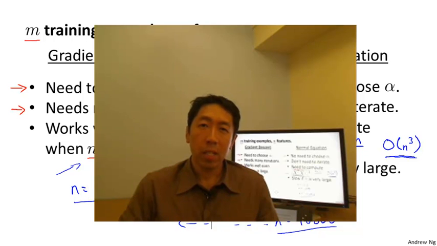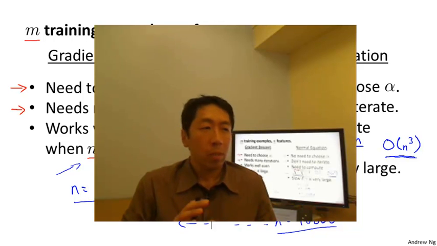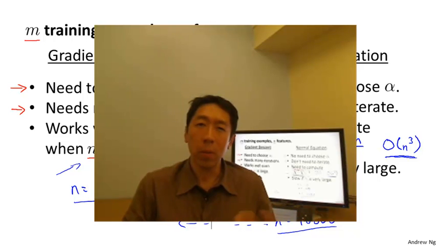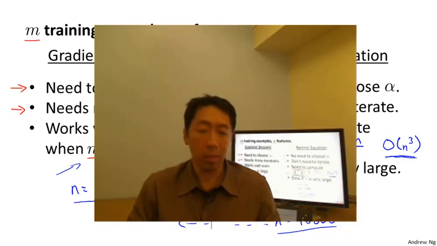To preview some ideas that we'll talk about later in this course, as we get to the more complex learning algorithms, for example, when we talk about classification algorithms like the logistic regression algorithm, we'll see that the normal equation method actually does not work for those more sophisticated learning algorithms, and we will have to resort to gradient descent for those algorithms. So gradient descent is a very useful algorithm to know, both for linear regression when we have a large number of features, and for some of the other algorithms that we'll see in this course, because for them the normal equation method just doesn't apply, it doesn't work.